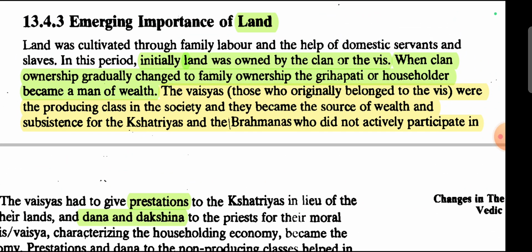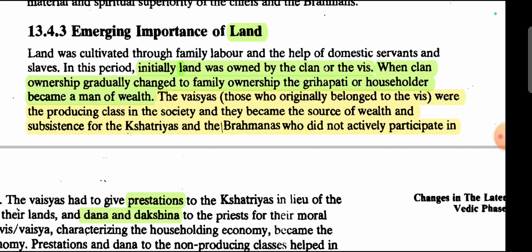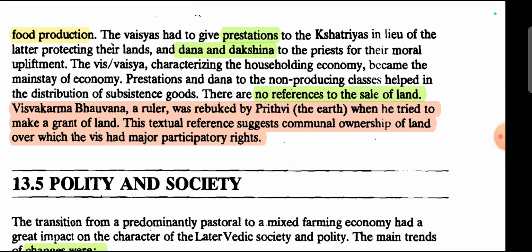Emerging importance of land. Land was cultivated through family labor and the help of domestic servants and slaves. In this period, initially land was owned by the clans or the Vis. When clan ownership gradually changed to family ownership, the Grihapati or householder became a man of wealth. The Vaishyas, those who originally belonged to the Vis, were the producing class in the society, and they became the source of wealth and subsistence for the Kshatriyas and Brahmins who did not actively participate in food production.